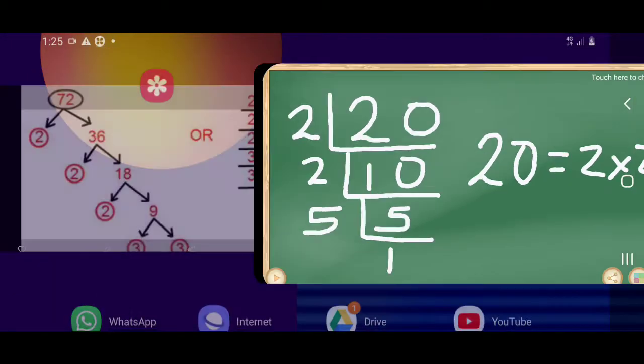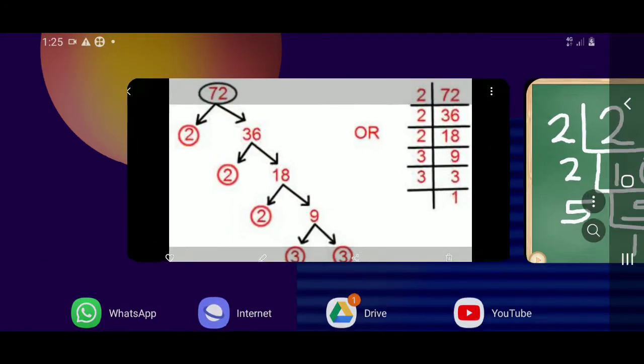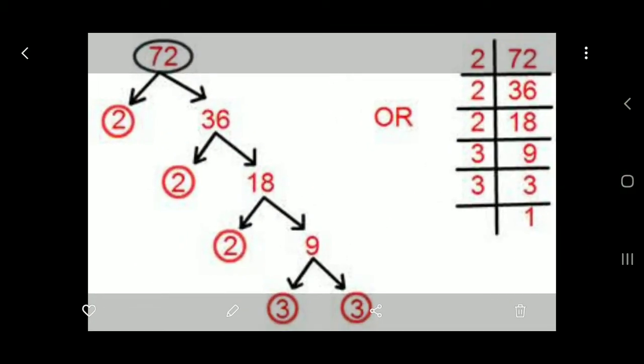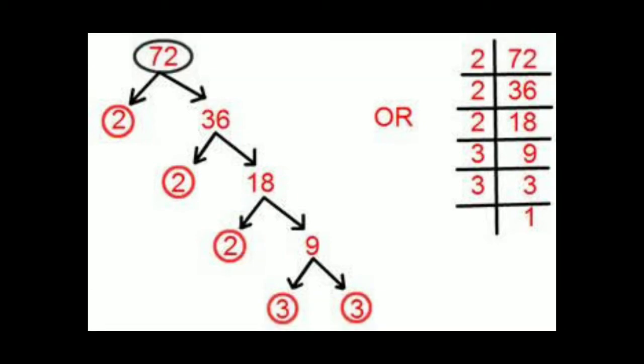Okay, see here, 72. The first method is the factor tree. That is 72. How can I write it? 2 into 36. Again 36, how can I write? 2 into 18. 18 is 2 into 9. Again 9 is divided into 3 into 3. But there is an easy method that is called prime factorization.